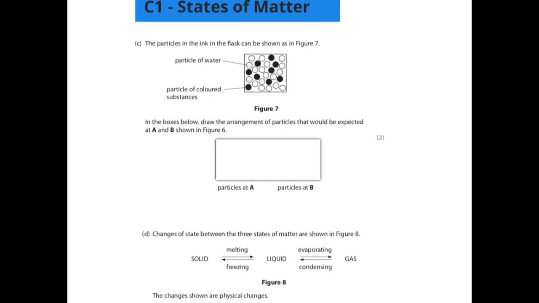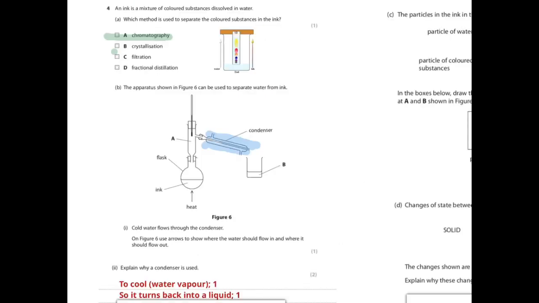We've got particles at A and particles at B. So A, where it's a gas, we want them spread out like this, but it's important that you remember it's only the water that's evaporated. How do we know it's only the water? Because in the question it says how we can separate water from the ink. So it's the water that ends up here.